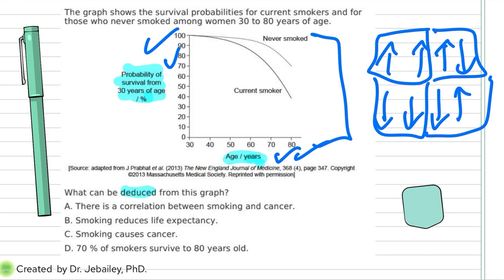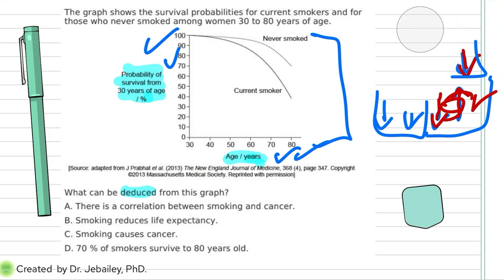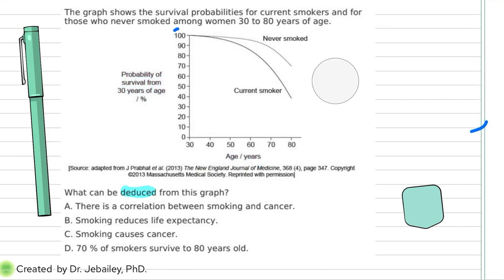In this case, the probability of them surviving decreases as you increase age. Or it can be put this way: as the age increases, the probability of surviving drops. So it's an inverse relationship. Try to find this about the graph before you even get to the options. So now that we did this, let's look at the options.